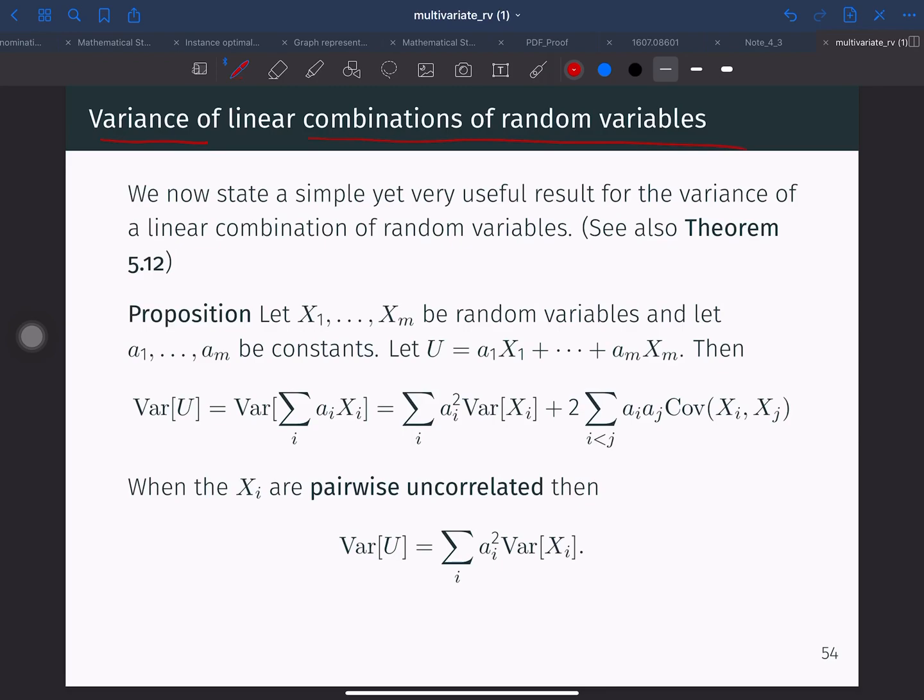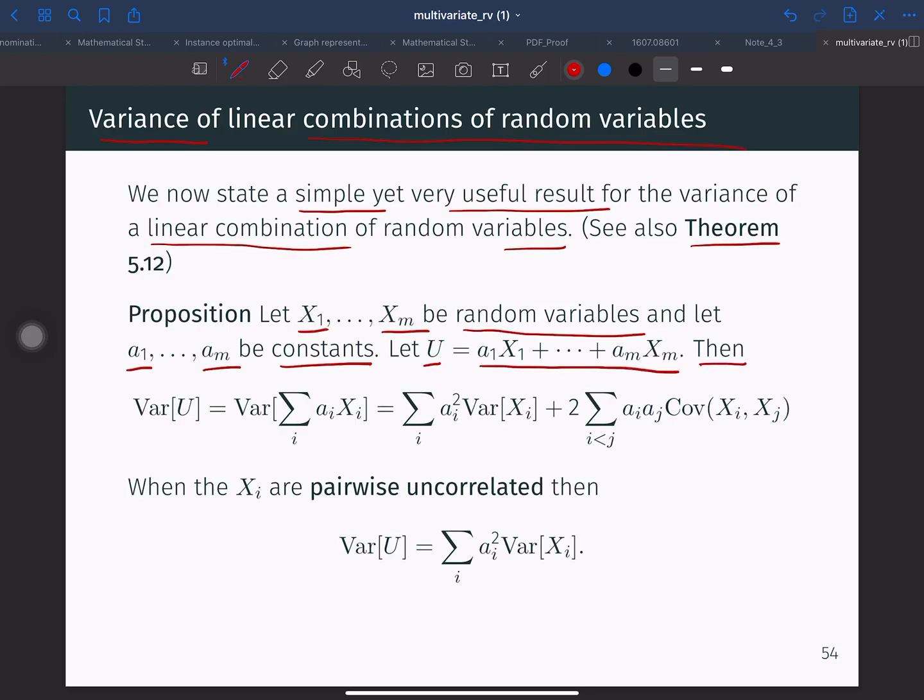So that's why, like I said, there is a simple and very useful result for the variance of a linear combination of random variables. See Theorem 5.12 in your textbook for more info. More specifically, suppose I have X1, X2, up to Xm. They are random variables, either discrete or continuous or mixed, I don't care. Let a1 up to am be fixed constants. And now I define U to be a linear combination of the Xi's. Then the variance of U, the variance of this linear combination, can be written in this simple form, where we sum up the variance of Xi weighted by the coefficient ai squared, and we sum over the cross terms of the covariance between Xi and Xj, weighted by the cross term weight ai aj.